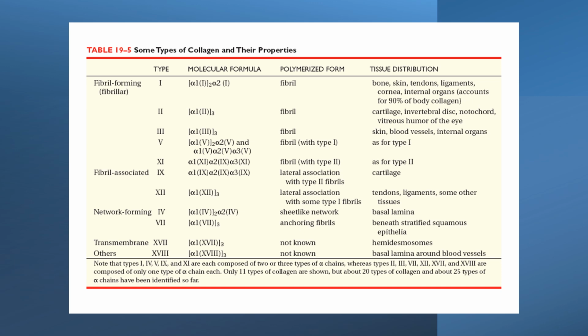Further, talking about the network-forming type, it includes type 4 and type 8, and it is found in the form of a sheet-like network and anchoring fibrils respectively. Further, coming to the tissue distribution, it is found in the basal lamina and also beneath the stratified squamous epithelia in the case of type 7. Further, the other two types are the transmembrane and other types, and they are generally found in the hemidesmosomes and the basal lamina around the blood vessels.